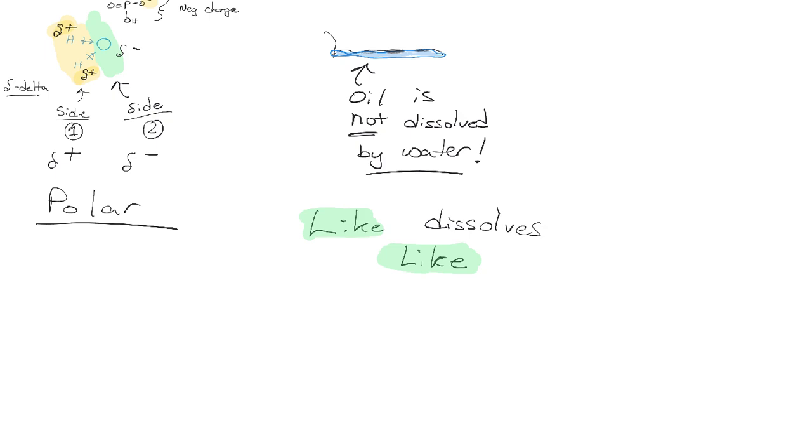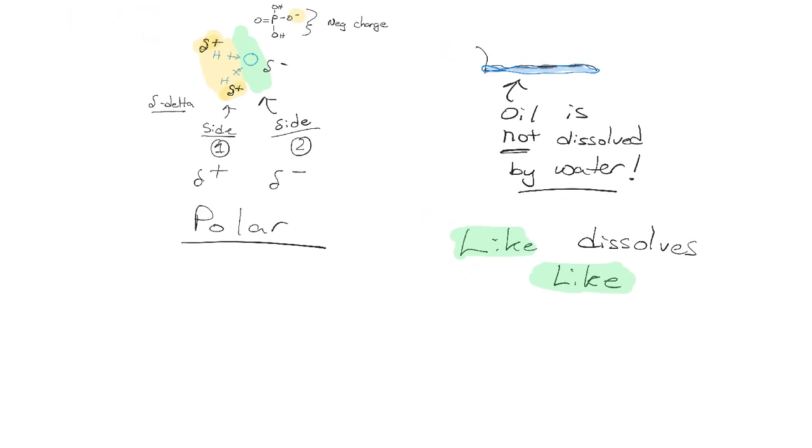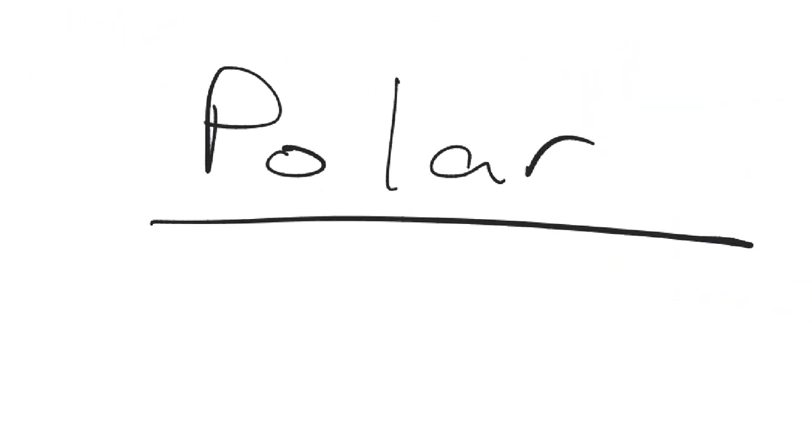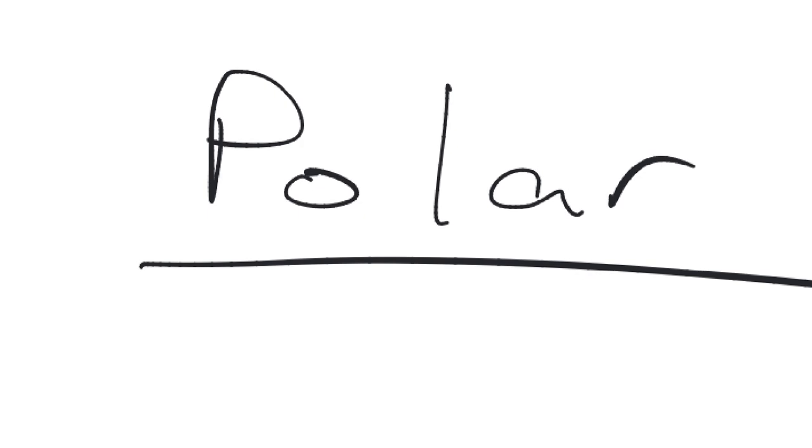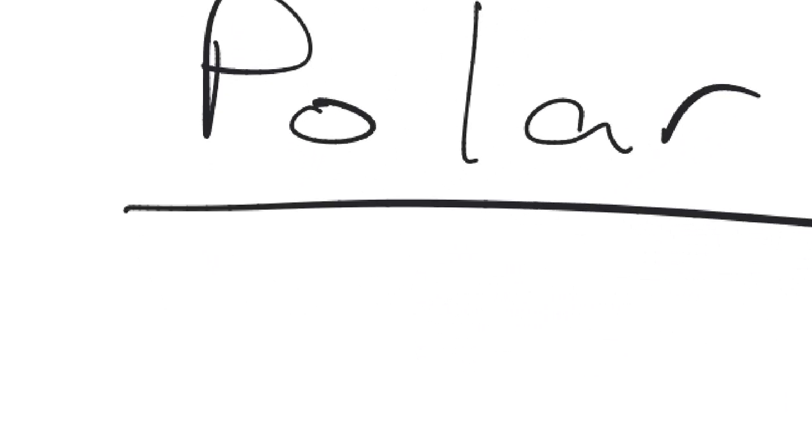Talking about sugar and salt. Yeah. Sugar, salt, and water mix. Oil and water don't mix. Like dissolves like. So what does that suggest? Sugar, salt, and water must be similar if this is a rule, right? And oil must be different, correct? And what do we know about water? What is water? It's polar.